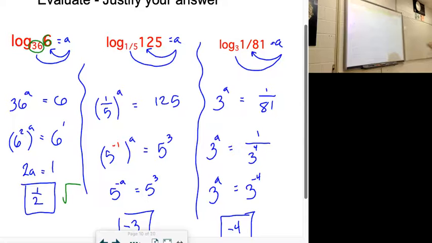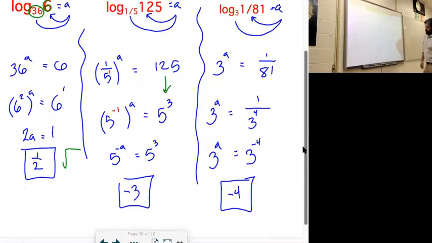So 1/5 can be expressed as 5 to the -1st, right? If you think about this as being 5 to the first in the denominator, then I can rewrite it in the numerator as 5 to the -1st. Use that exponent property: 5 to the -1st to the a gives me 5 to the -a, which is equal to 5 cubed. Remember, 5 cubed is the same as 125. And then my exponents must be equal, therefore a must be -3. So when I evaluate the expression, the answer is -3.